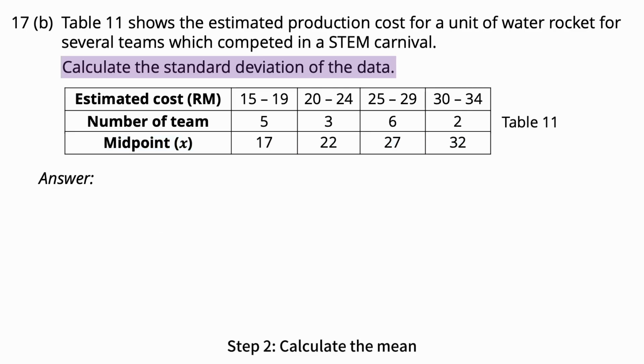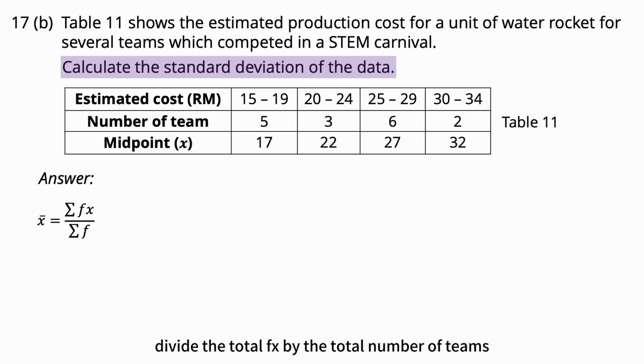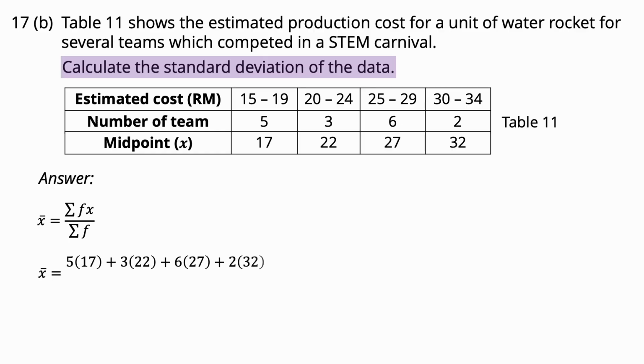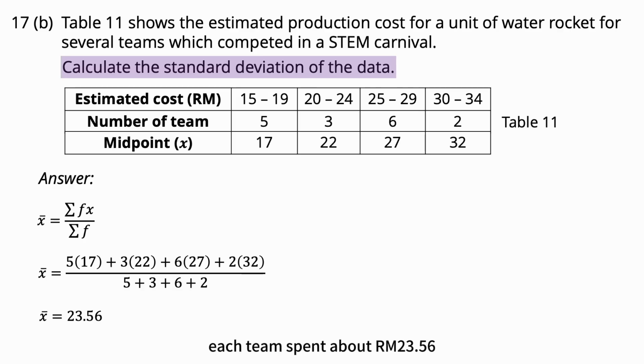Step 2. Calculate the mean. Divide the total fx by the total number of teams. Multiply each midpoint by the number of teams, the frequency, and add them up: 5 times 17 plus 3 times 22 plus 6 times 27 plus 2 times 32. Then divide by the sum of frequency, 5 plus 3 plus 6 plus 2. Mean equals 23.56. So, on average, each team spent about RM 23.56.